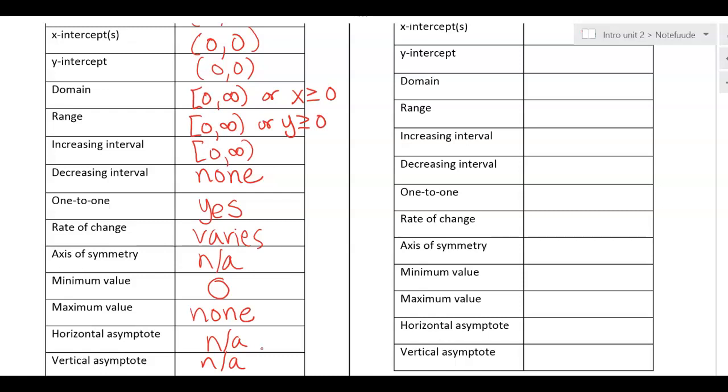All right, so let's talk about these same things for the cube root function. Okay, I'm just going to go backwards because I'm here. So again, asymptote's not applicable. Yeah, absolutely.